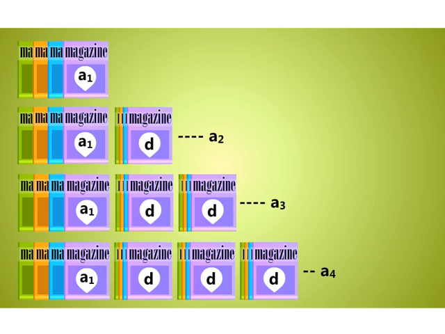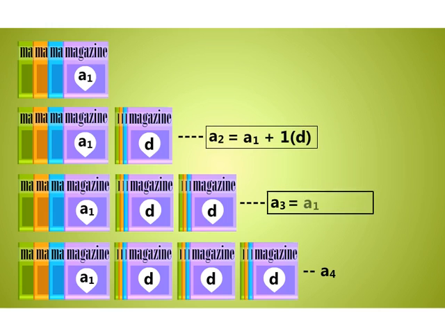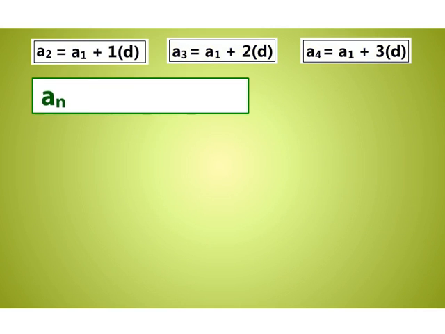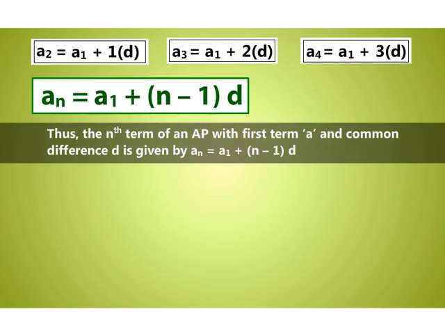We can mathematically write this as A2 = A1 + 1d, A3 = A1 + 2d, A4 = A1 + 3d. Taking this to the nth term, we get An = A1 + (n − 1)d. Thus, the nth term of an AP with first term A1 and common difference d is given by An = A1 + (n − 1) × d.